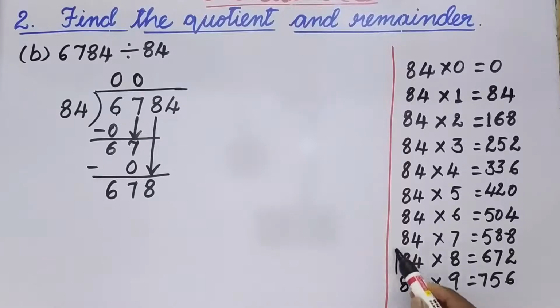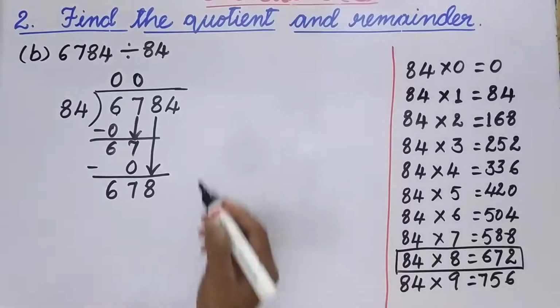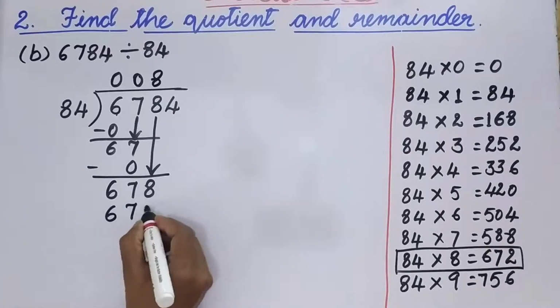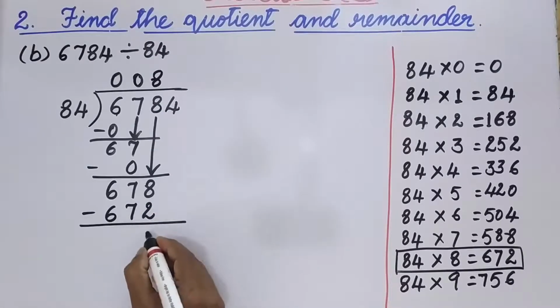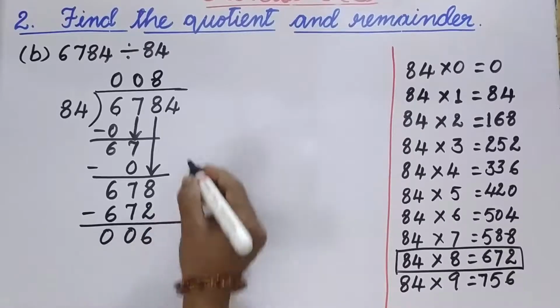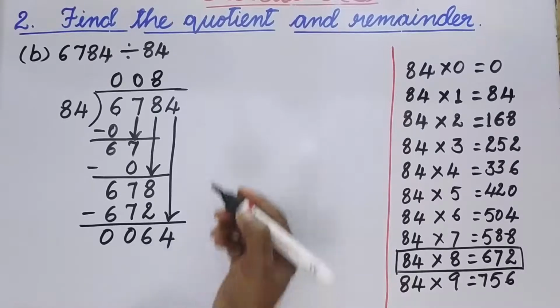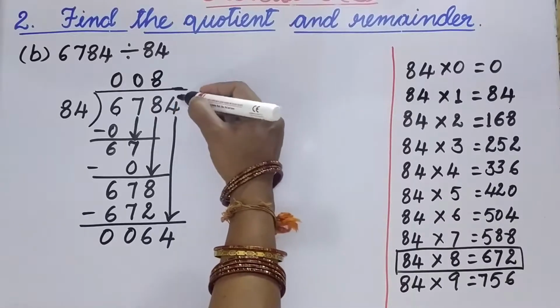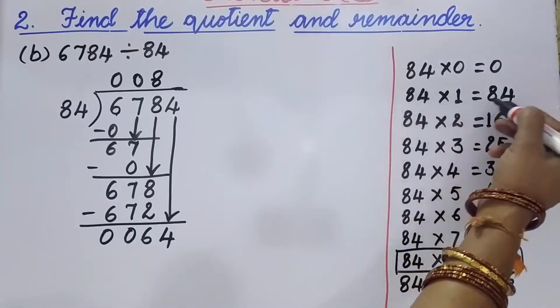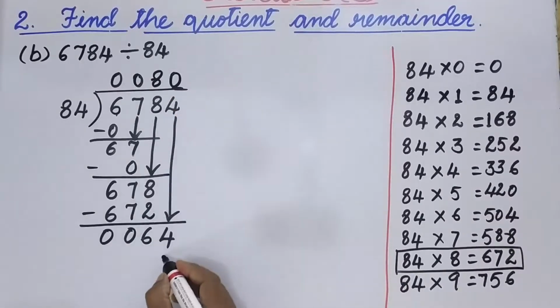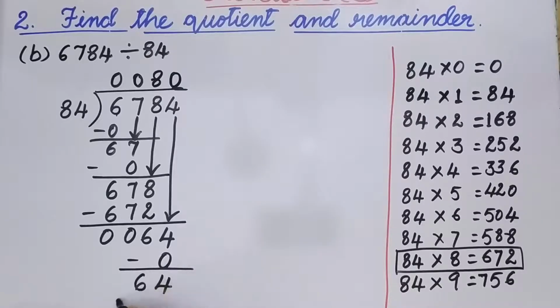Then which one will be? Yes, if we did not get the exact number, then we should take the smaller than that. So above this 8, 84 eights are 672 should be written here. Subtract. Finally, we need to take down 4. Can we subtract? But here above this, we need to write. What to be written? As 84 ones are start from 84, what should we have to write here? Yes, 84 zeros are again we need to write. Then after subtraction, we will get the remainder 64 itself.